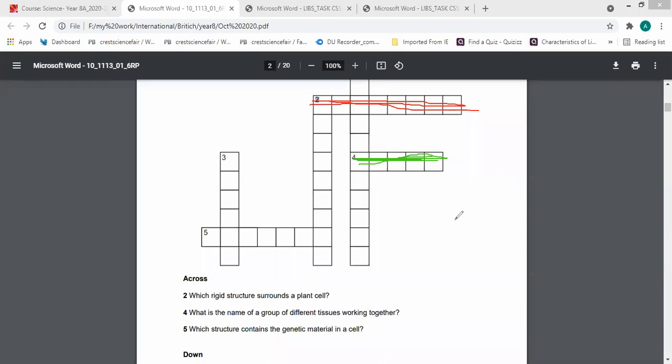So number 2, cell wall. Number 4, organ. Number 5, contain genetic material, nucleus. Okay. So we have finished the horizontal parts.